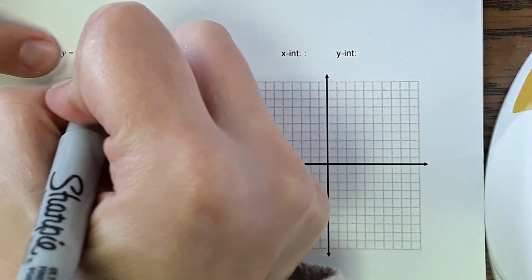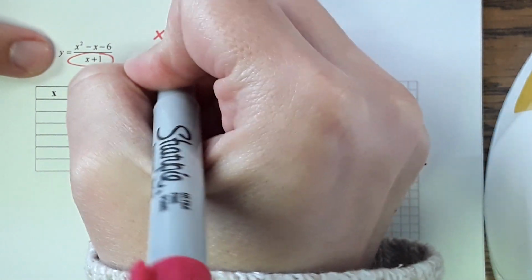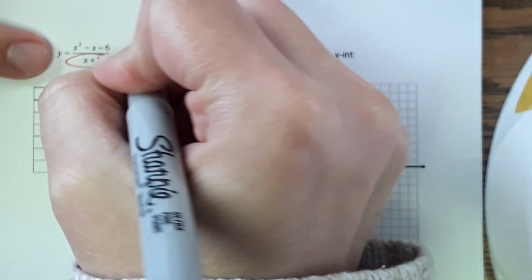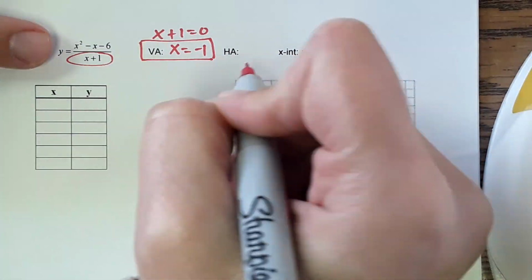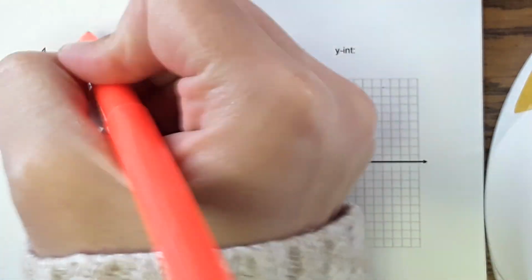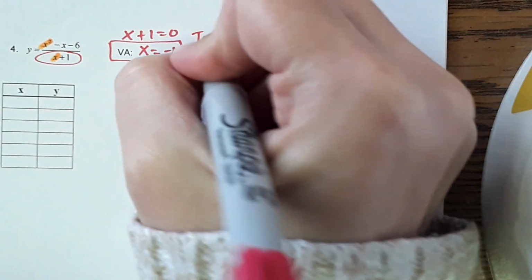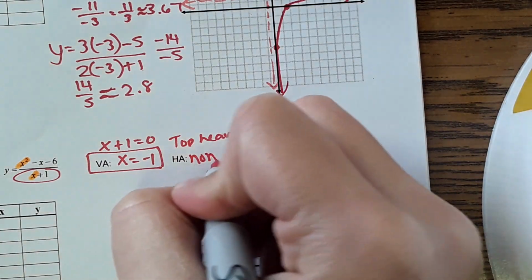So vertical asymptote, we're just taking the denominator, put an equal to 0, and then we get x equals -1. Horizontal asymptote, we're looking at whether it's top heavy or bottom heavy, and it is top heavy. So looking at our rules over here, top heavy, none.